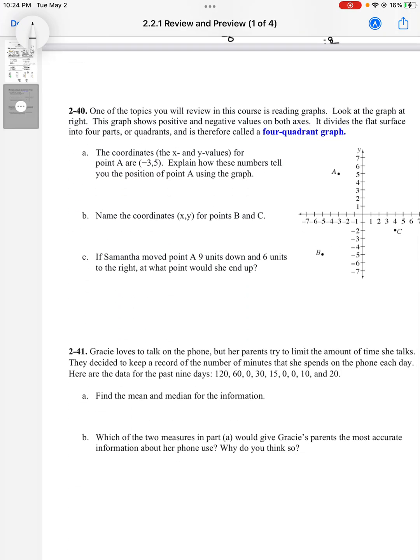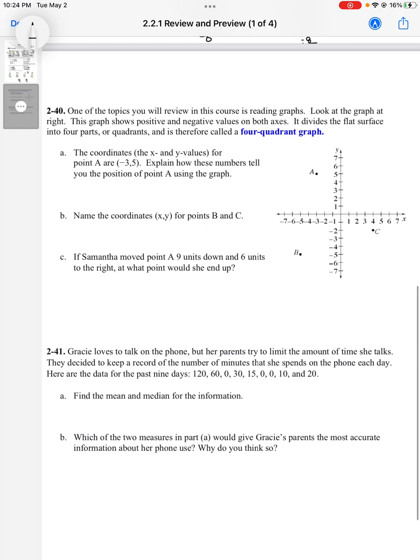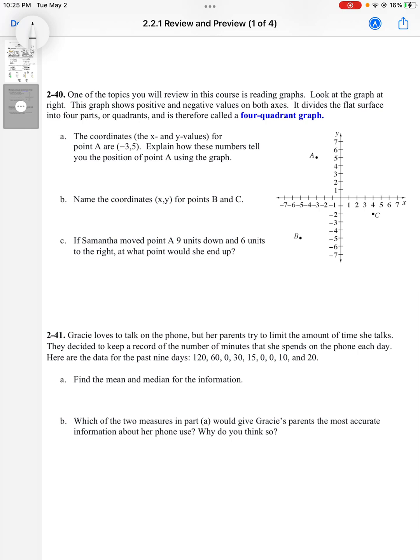Problem number 40. One of the topics you're going to be reviewing, which we have done in 6th grade math, we're going to keep looking at this. We're going to look at this graph on the right. And the graph shows positive and negative values on both axes, and it divides the flat surface into 4 parts, which are called quadrants. The whole graph is a 4-quadrant graph. Okay. So the coordinates in the x and y values for point A are -3, 5. We need to explain how these numbers tell you the position of point A using the graph.